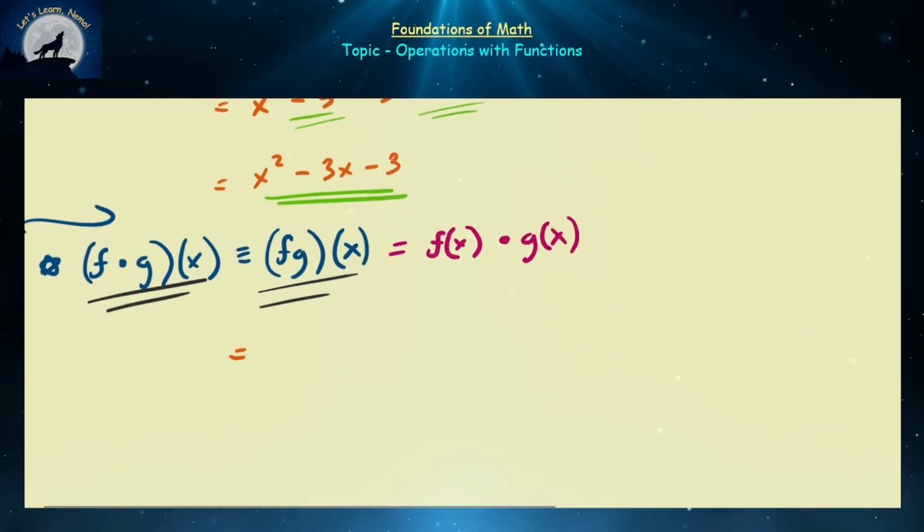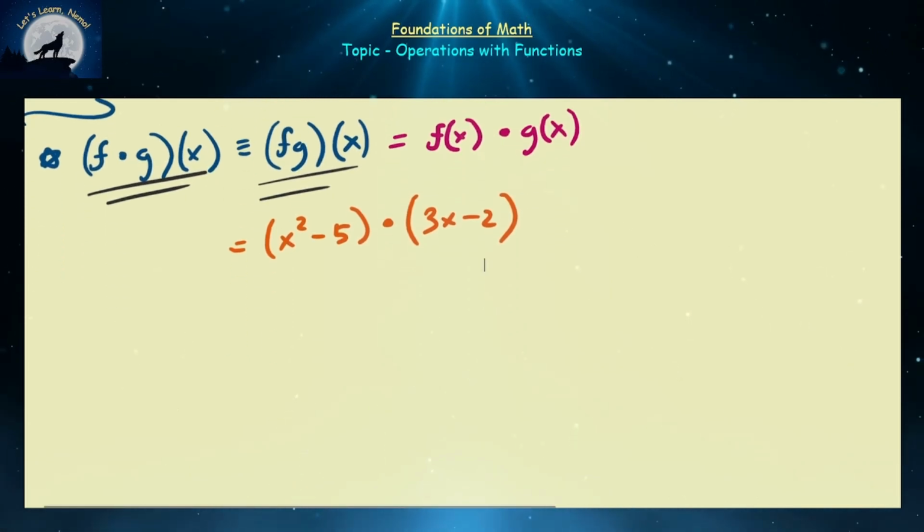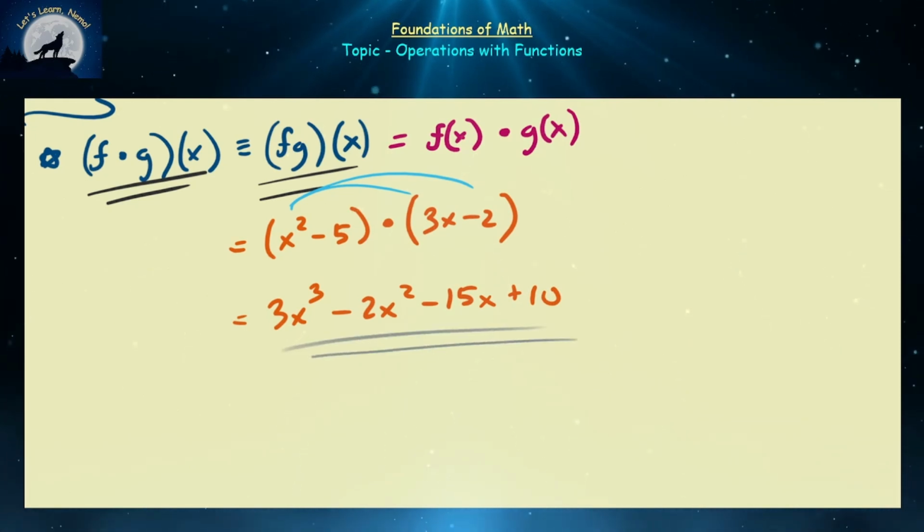That's going to be equal to x squared minus 5, and then we're going to multiply that by the function 3x minus 2. Here we can either FOIL or just use repetitive distribution. If we use the foiling technique, what is that going to give us? That's going to give us 3x to the power of 3, and then minus 2x squared minus 15x plus 10. That's already in descending order, so that would be the simplified representation of the product of our functions f and g.